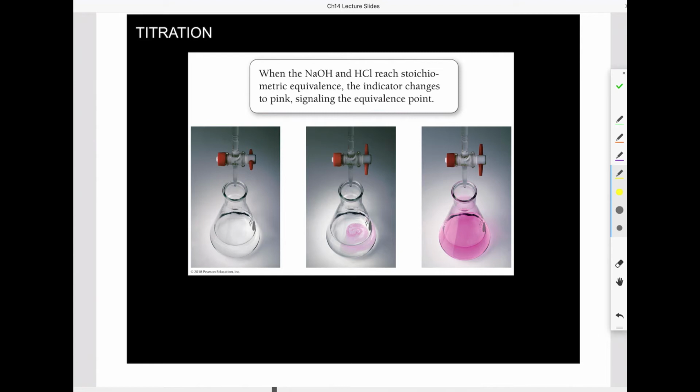Hello, Honors Chemistry, and welcome to titration. So, this is section 14.6, a super important section. This is what our lab is based on, the chemistry we talk about here, so make sure that you are good on this.